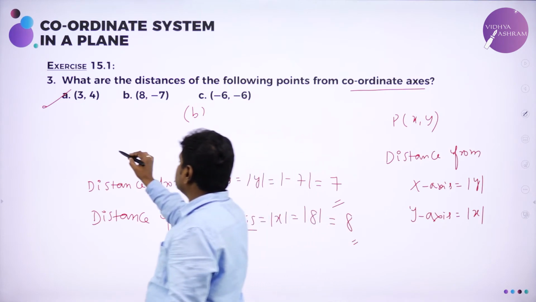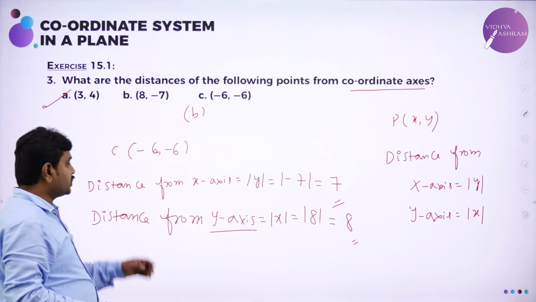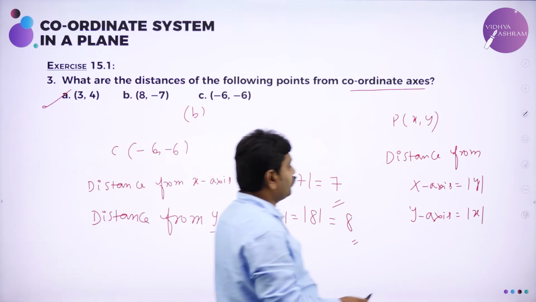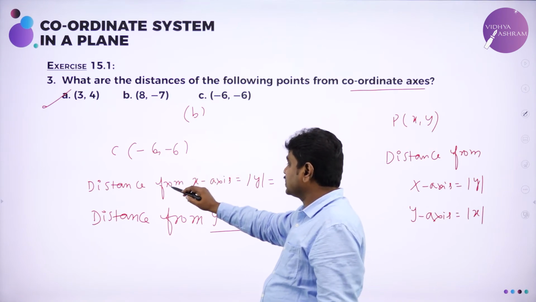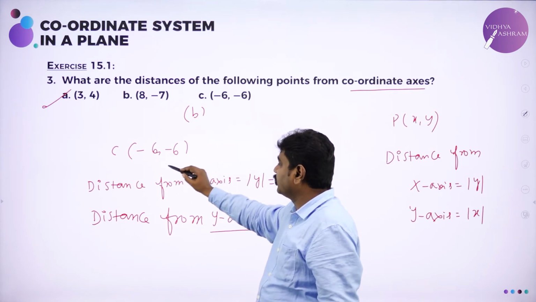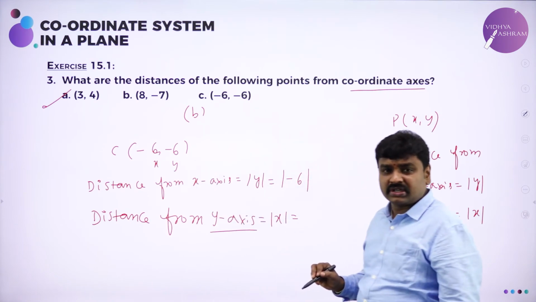Third problem, C. C is what? Minus 6, minus 6. We need to find the distance from the y-axis and x-axis. The distance of this point from the x-axis is modulus of y. The first value we call x, the second is y. Modulus of minus 6. What is modulus of minus 6?